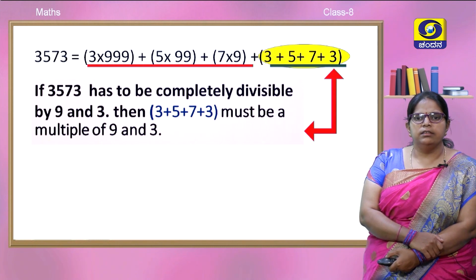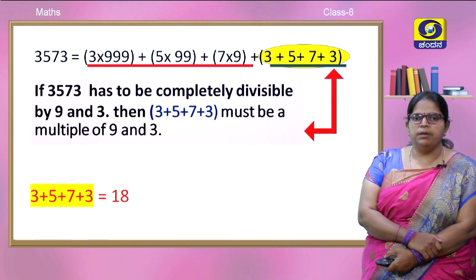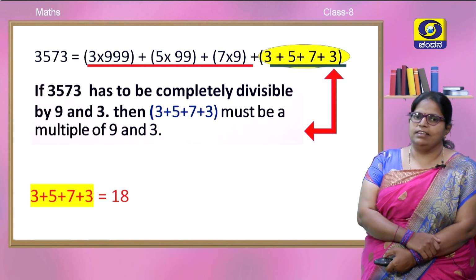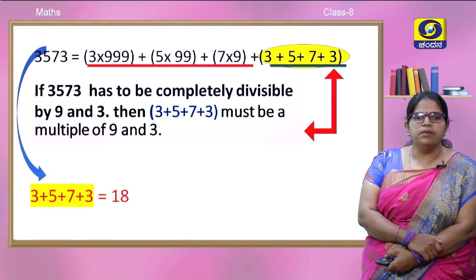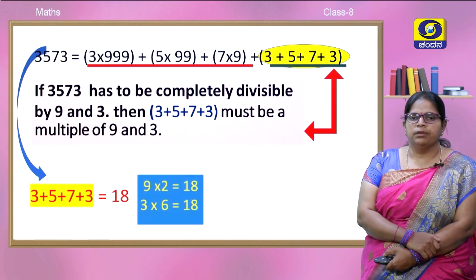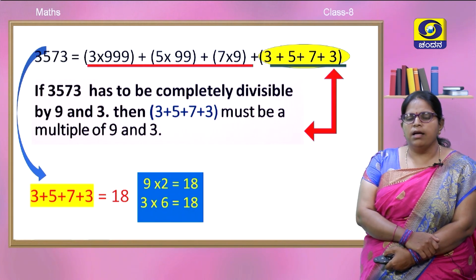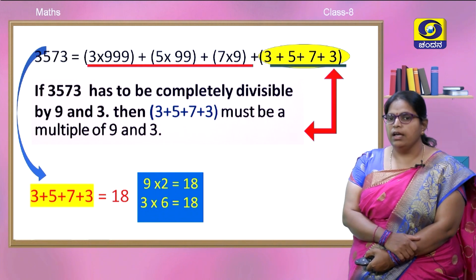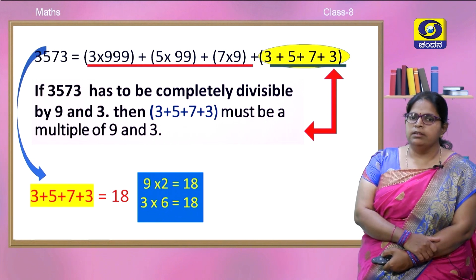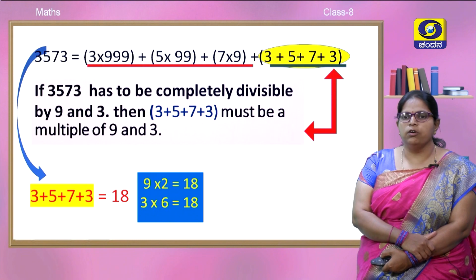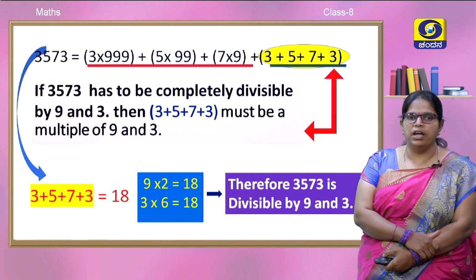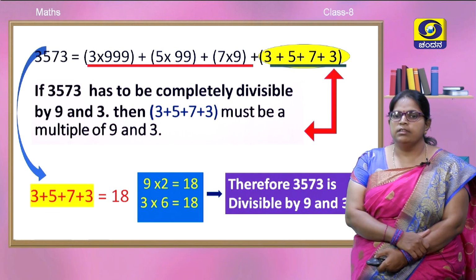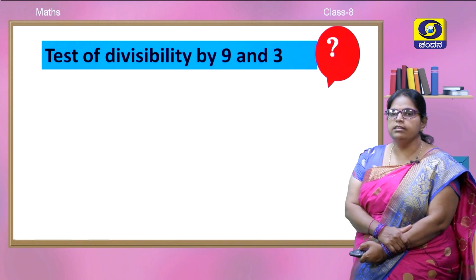Let us find the sum of these numbers. 3 plus 5 plus 7 plus 3, yes, it is equal to 18. These are nothing but the sum of the digits of a given number. Now, 9 twos are 18. Therefore, 18 is a multiple of 9. 3 sixes are 18. Therefore, 18 is a multiple of 3 also. Therefore, the given number 3573 is divisible by 9 and 3.